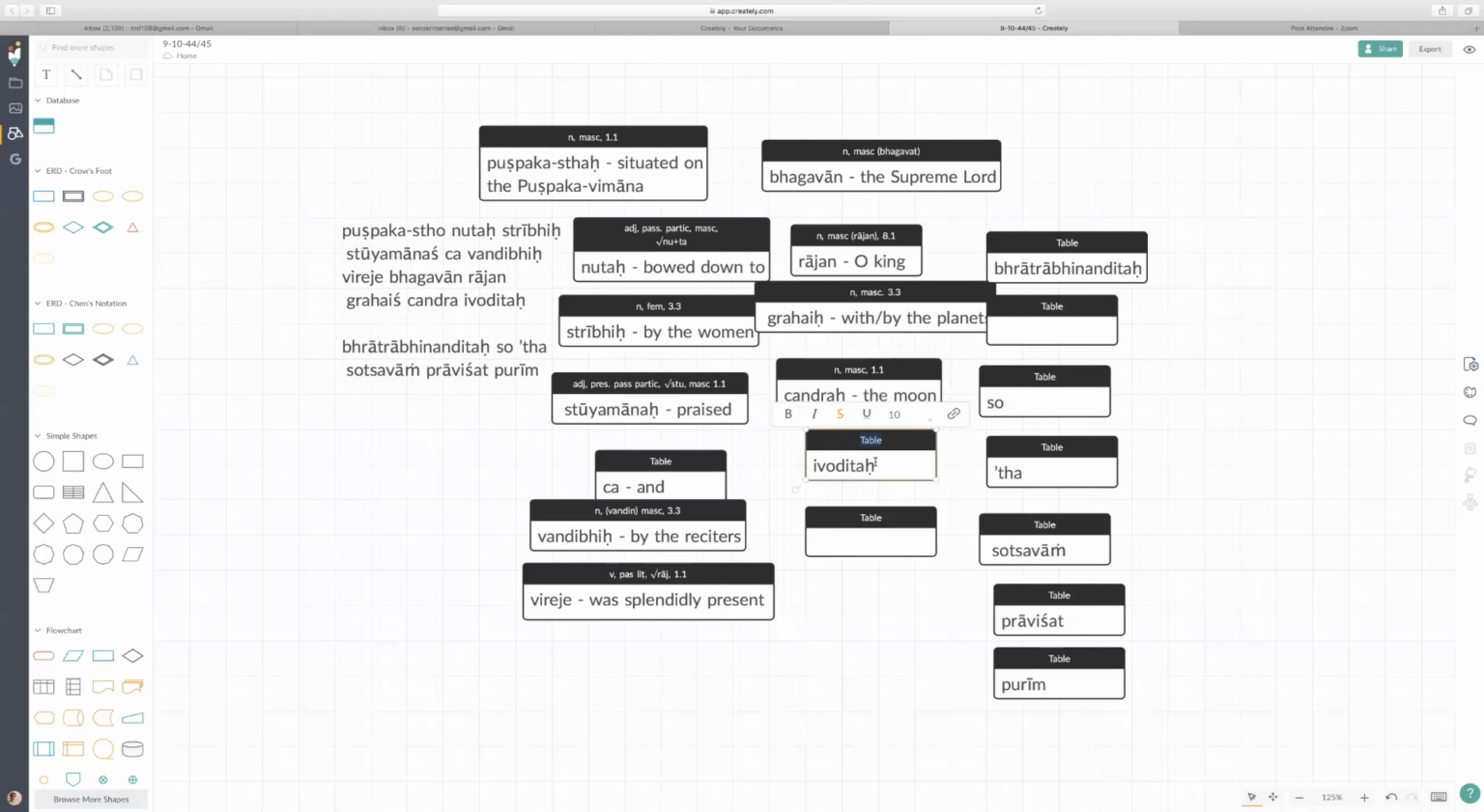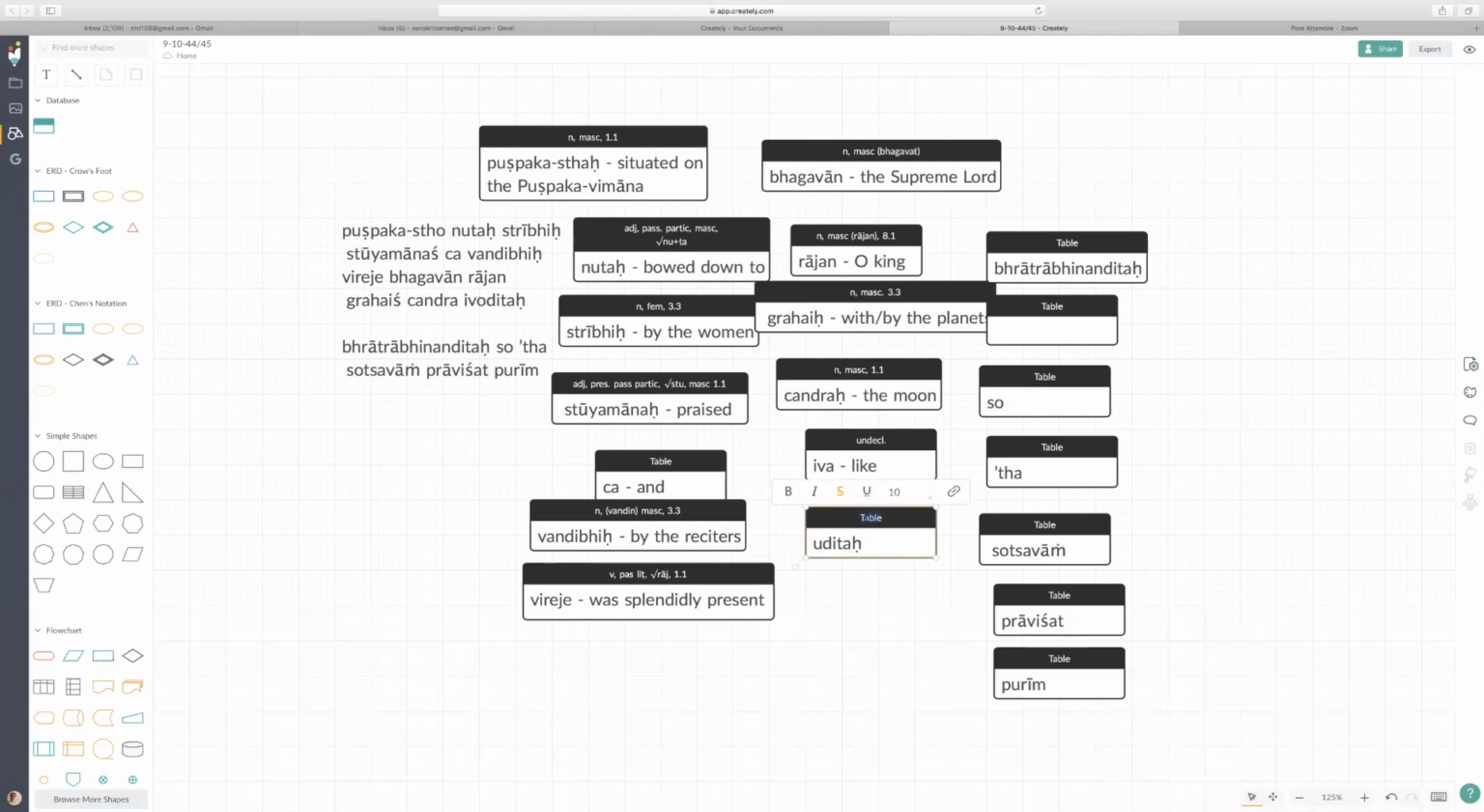Ivoditaha. Iva plus Uditaha. Here we have two words actually. Iva is an undeclinable word, meaning like. And Uditaha, again, A plus U is O. So Ivoditaha. It will be a participle, yeah.